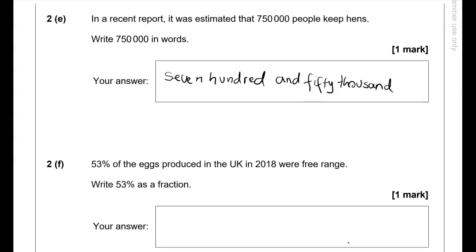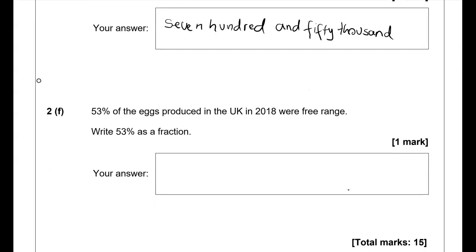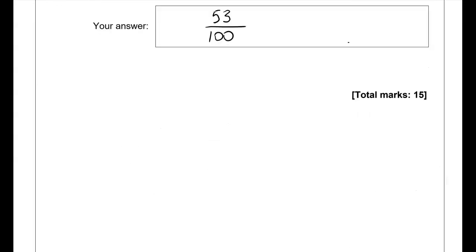53% of eggs produced in the UK in 2018 were free range. Write 53% as a fraction. So 53%, as I said, percent means out of 100. So 53 out of 100. 53 hundredths. And that's the fraction.